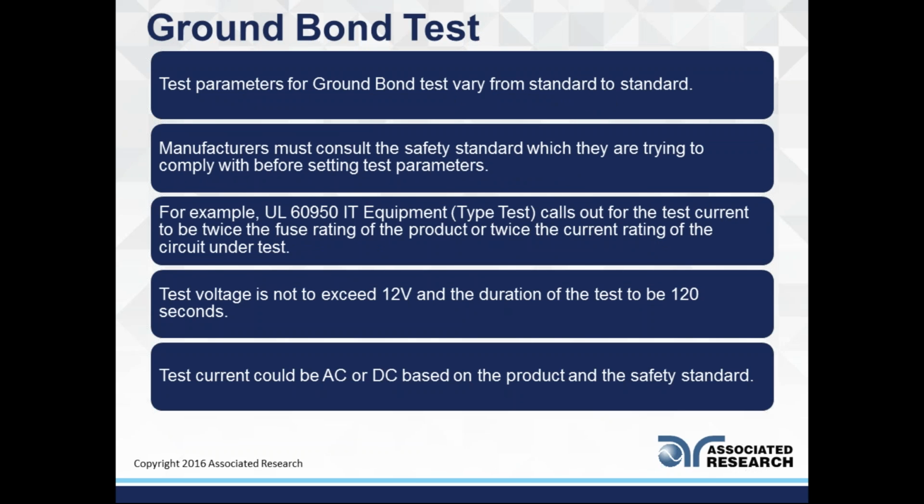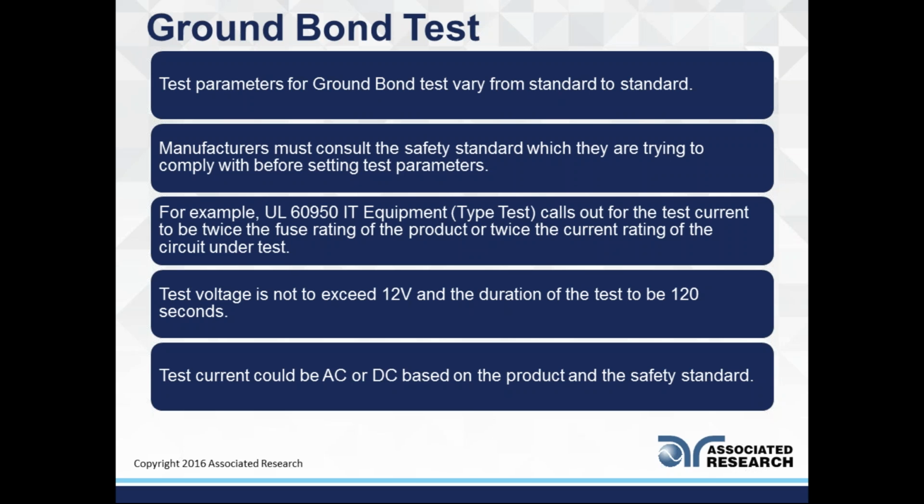Now, the parameters on your ground bond test will vary standard to standard. Some test at 5 amps, 10 amps, 15, all the way up to 60 amps. The onus is on you to find the right instrument and comply to that standard, but this is what our apps team is here for, to answer those questions for you, to kind of lead you into the right instrument to make sure you're meeting those standards.